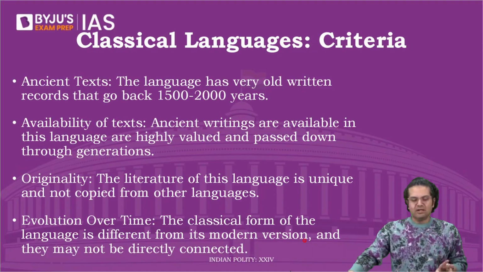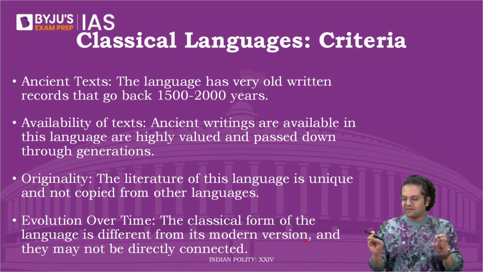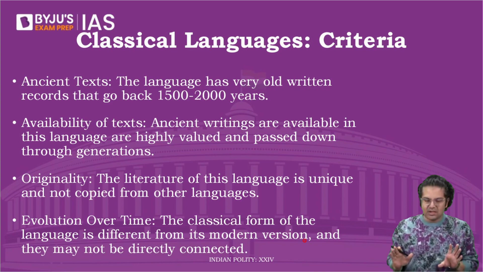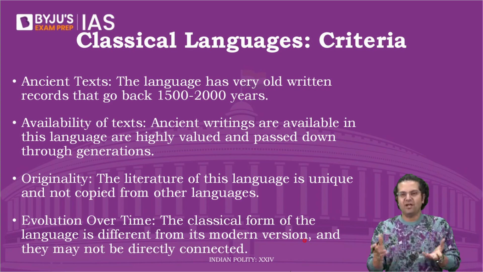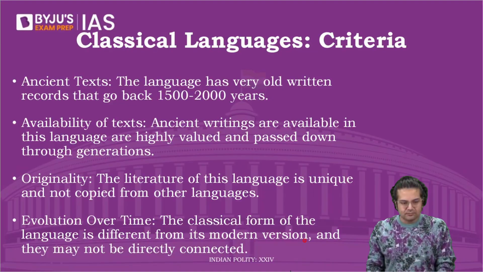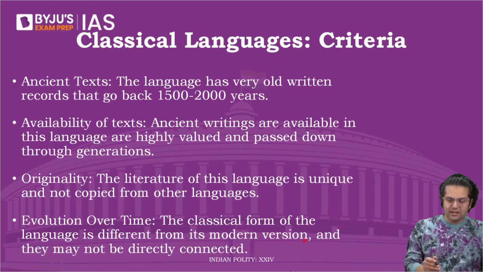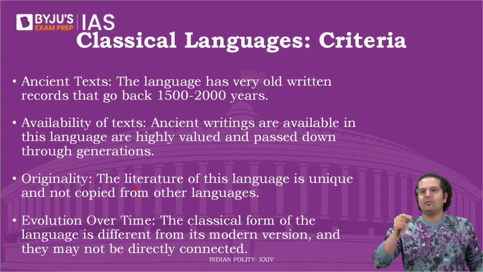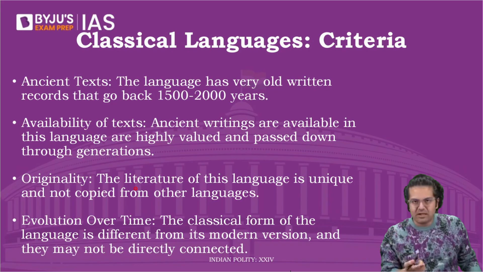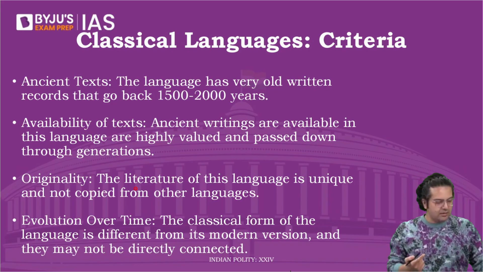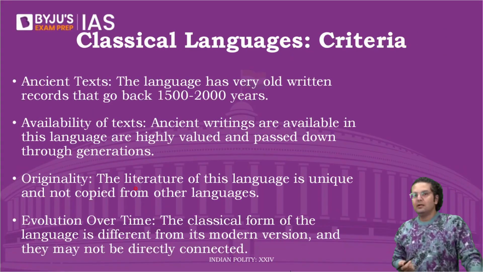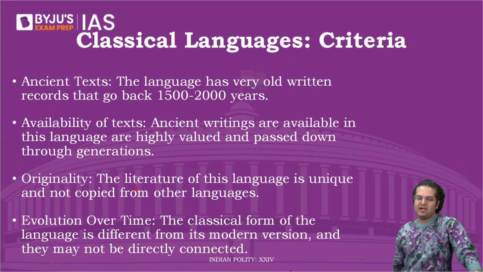Number 2, there should be a lot of texts available in that language, on which studies and research can be conducted, right? Then the language must be original. It should not be borrowed from any other speech community. That is why Sanskrit is there, Hindi is not there. And evolution should have happened in the language.